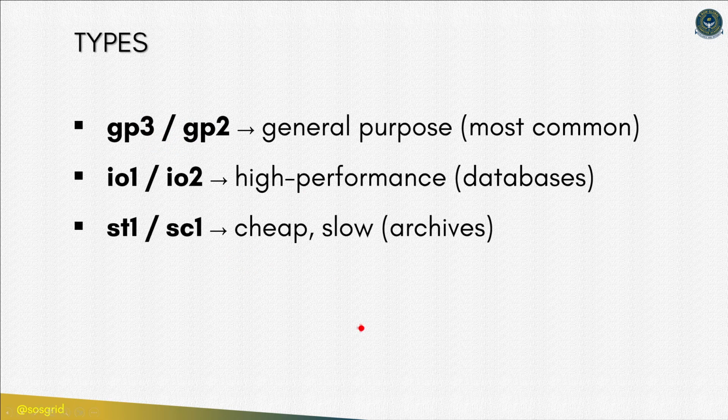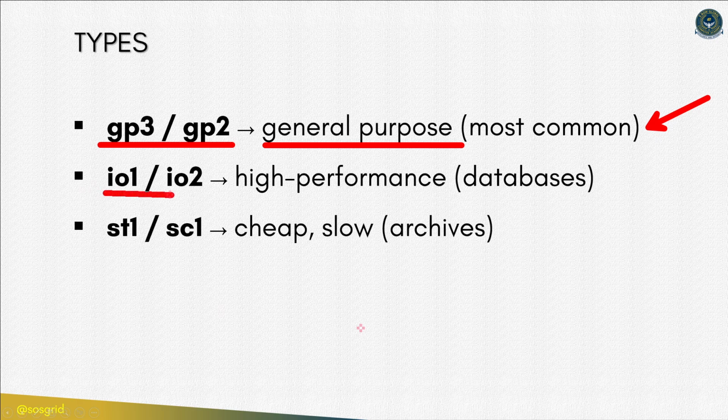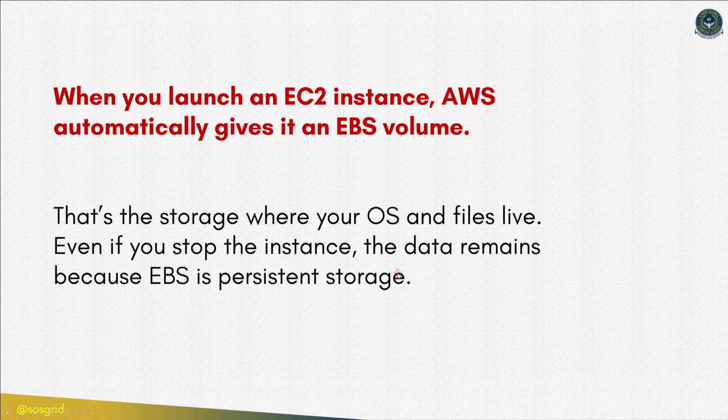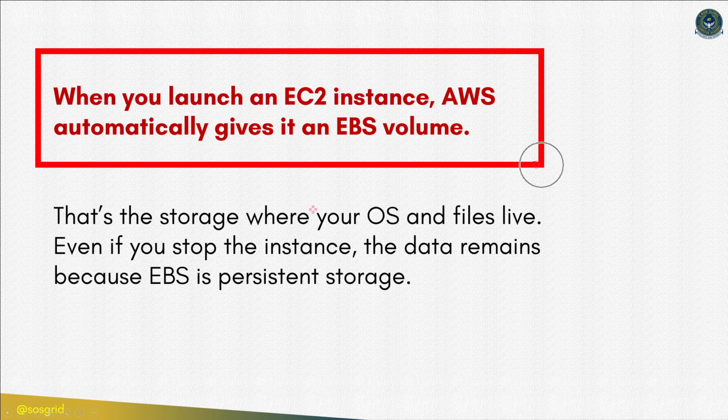And then these are the different types of EBS that we have. We'll talk about them, but this one starting with the GP means general purpose, and this is the most common one. If you just want to basically use it for no specific reason, you can just go with that. We have this one which starts with the I, which means high performance, and this is more used for databases. We have this ST1, SC1, and so on, and this is cheap and slow, and this is like an older one, right?